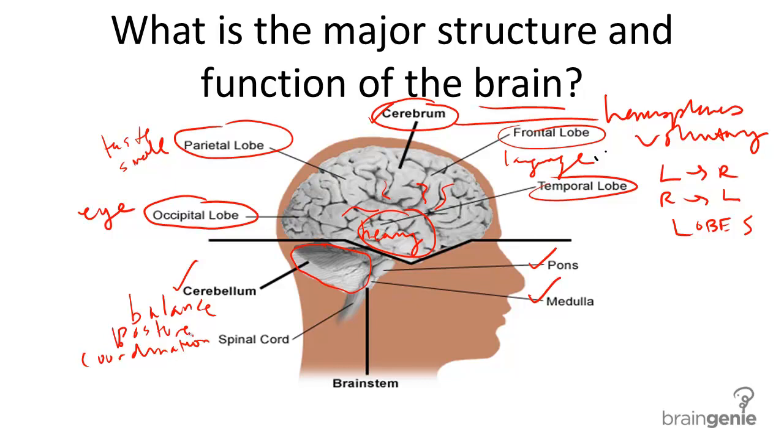The other parts of the brain are equally, if not more, critical to survival. The medulla oblongata, over here, controls involuntary actions like breathing, heart rate, and blood pressure. The pons helps control breathing as well. I'll put breathing rate.